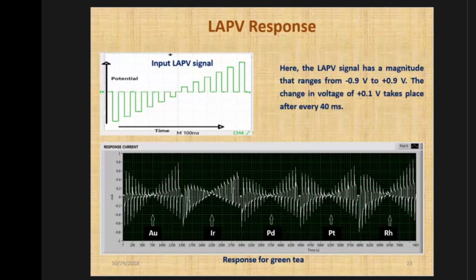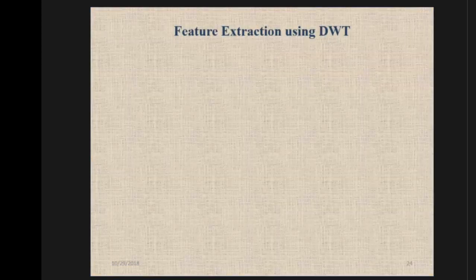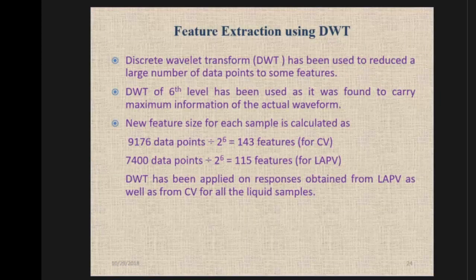In the LabVIEW response, we can see some spiking behavior here when we probe the solution with a large amplitude pulse voltammetric signal. So we get some response like this. Now there are also lots of other signal processing techniques. We have used discrete wavelet transform for feature extraction, because the waveform is very large. So using DWT, we have compressed this many data points, 7,400 for LabVIEW, into 115 features.